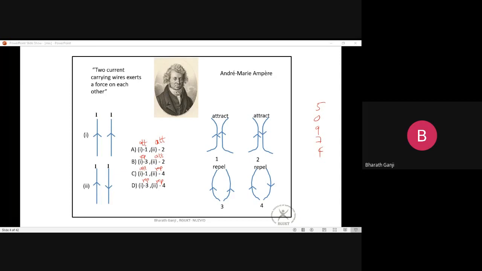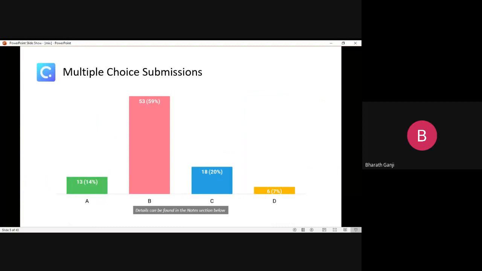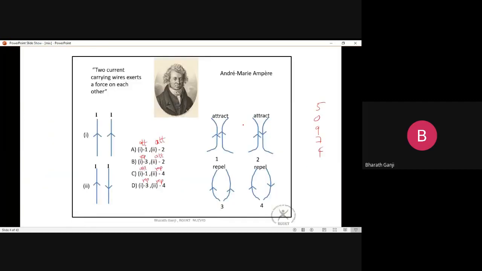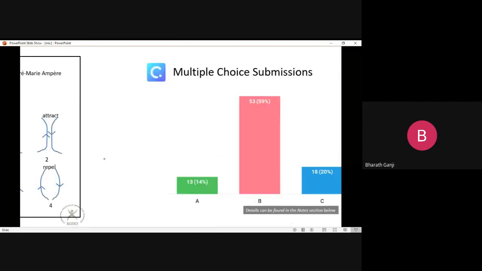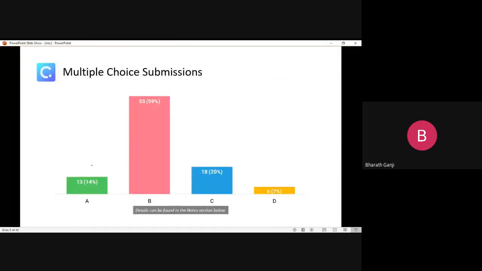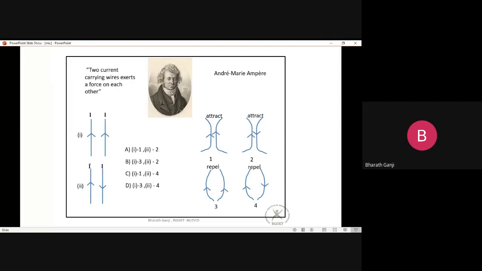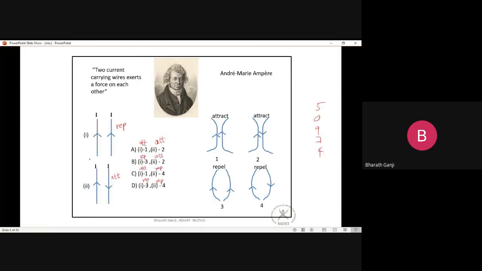Okay, so I can see that most of the people went with the B option. They are saying in this case repulsion will happen, and in this case attraction will happen. That is what most of the people went for. And I think there are a few people who went with A, D, and also C. So the answer is actually not B, it is C. When the currents are carried in the same direction, they actually attract, and in this case they repel.